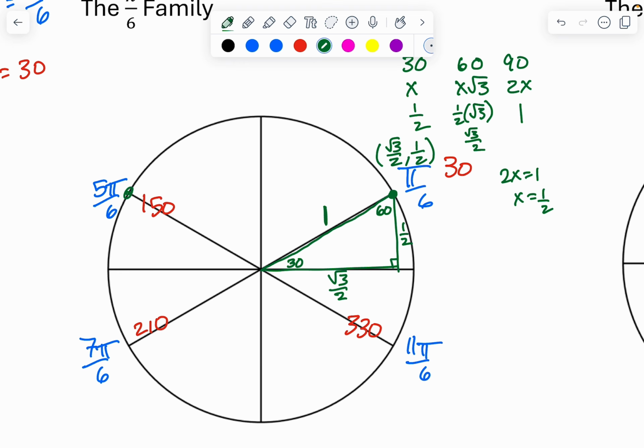When I reflect it over into quadrant 2, I still have an x-coordinate of root 3 over 2, but now we have gone in the negative direction, so that's a negative root 3 over 2. The y value is still positive, and it's still a positive 1/2.